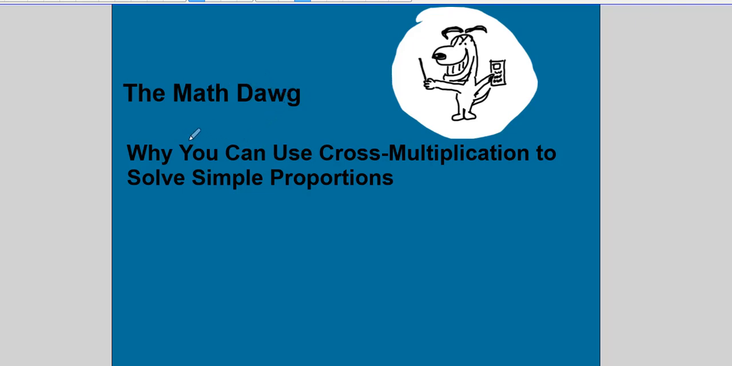In this video, I'm going to try to show why you can use cross multiplication to solve simple proportion problems. So a simple proportion problem might look like this: x over 4 equals, say, 8 over 9. To solve this, you can actually just cross multiply.